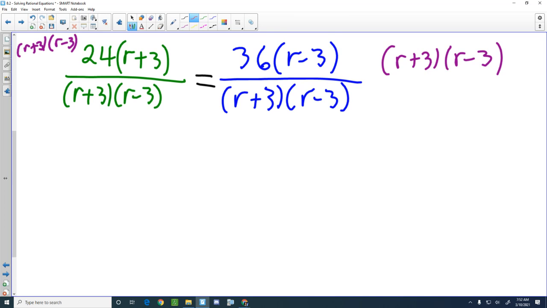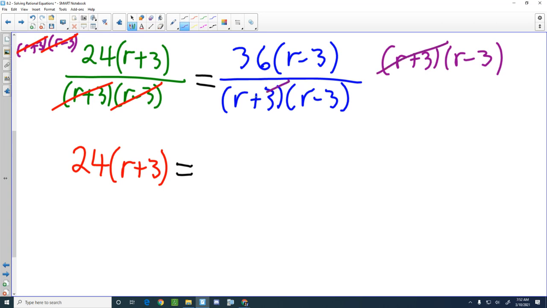But then look at this fraction overall. See how I've got an r plus 3 on top and an r plus 3 on the bottom? I also have an r minus 3 on top and an r minus 3 on the bottom, leaving this left side as simply 24 times (r plus 3). Over there on the fraction on the right, I've got an r plus 3 on top, r plus 3 on bottom. Those would cancel out. R minus 3 on top, r minus 3 on bottom. Those would cancel out. And I'm left with 36 times (r minus 3).